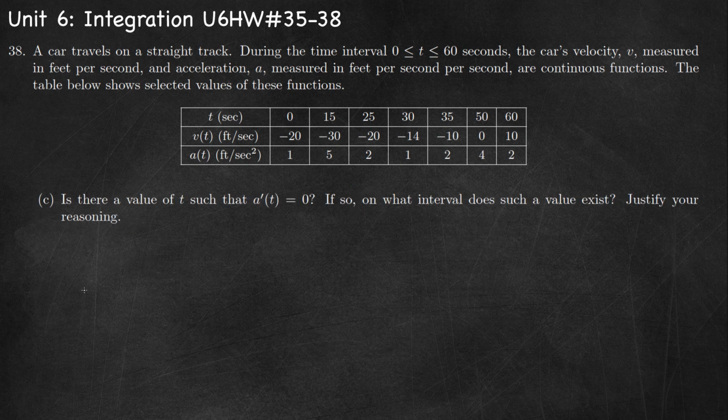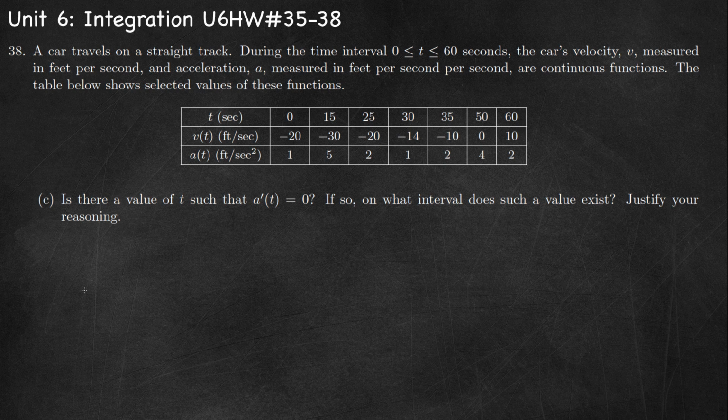Part C, is there a value of t such that a prime of t equals 0? If so, on what interval does such a value exist? Justify your reasoning. A prime of t equals 0 means the derivative of a is 0. So that sounds like Rolle's theorem. Rolle's theorem guarantees that somewhere on an interval, the derivative of a function will equal 0, provided that certain conditions are met. So we will need to check those conditions.